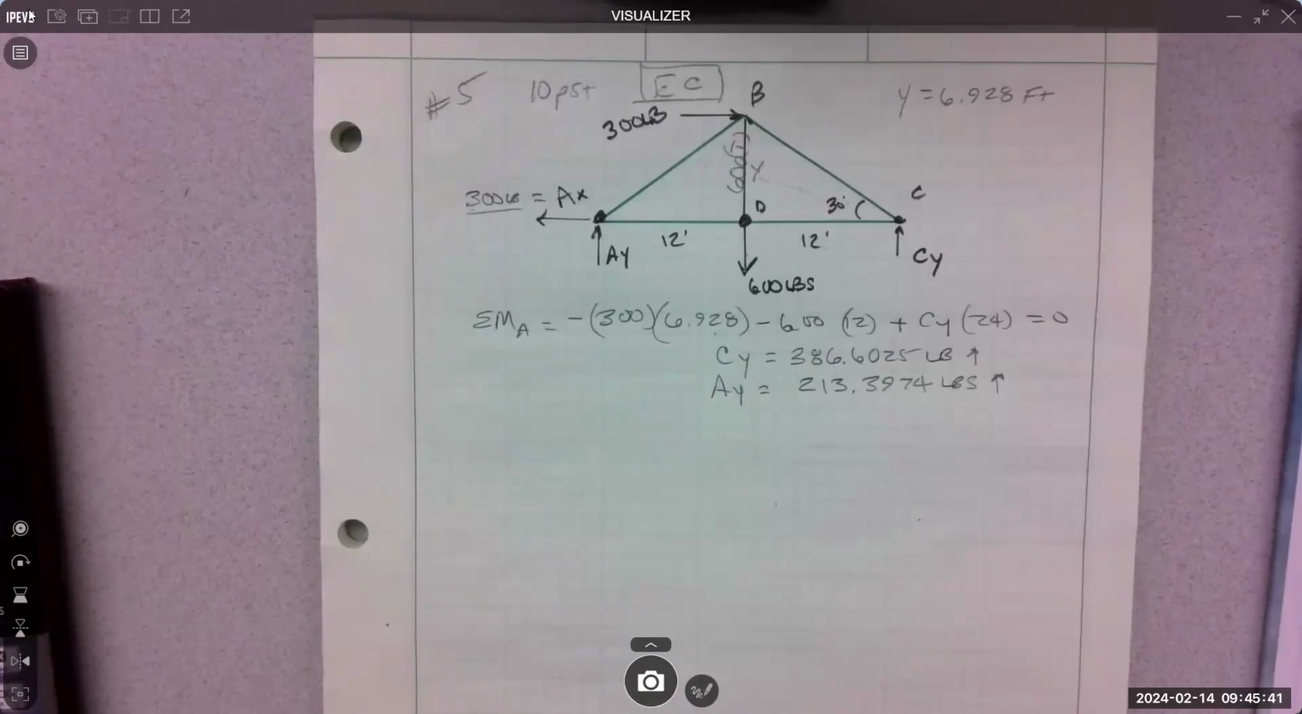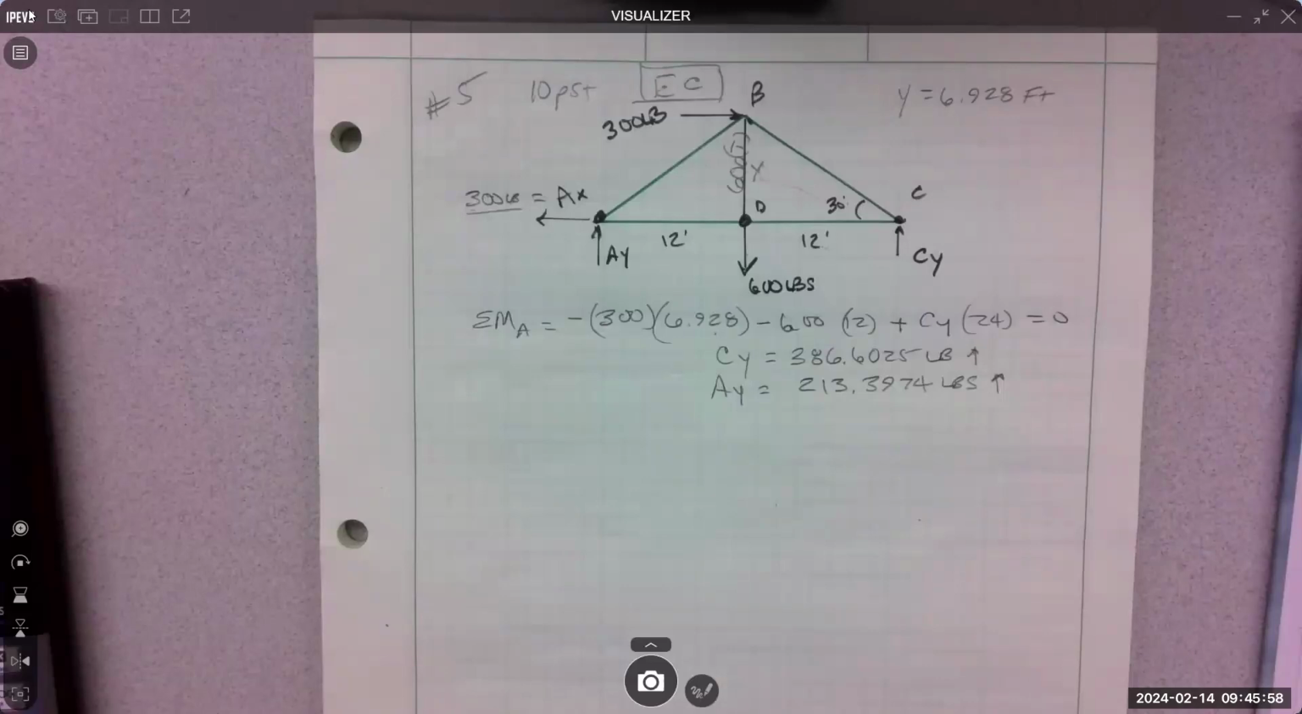So if it's a 10-point problem, half the points are in the reactions. That's kind of how I grade it. So on the quiz, get your reactions, solve them out, do that correctly, that's half the value. And then do your joint analysis.